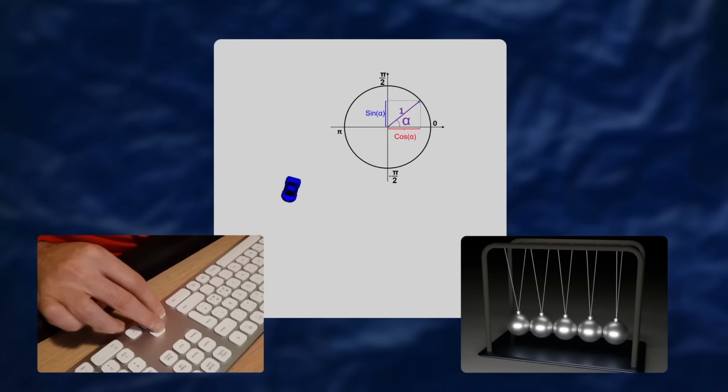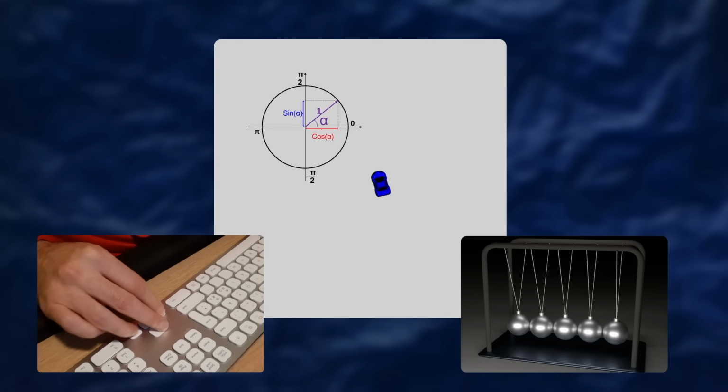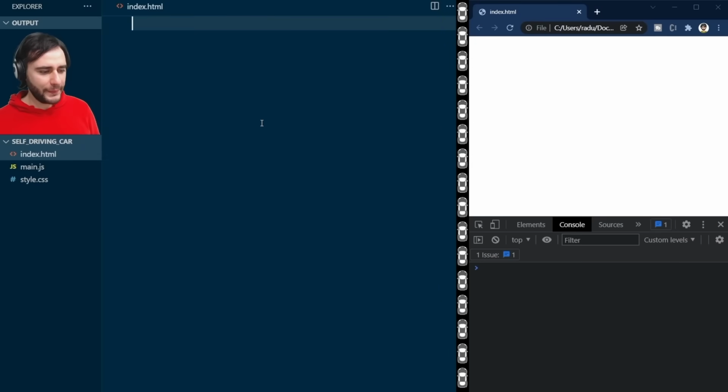I'll first teach you how to implement the car driving mechanics. You learn to make a car that moves like this. It's not really that hard, you'll see. I'll refresh your memory with some basic physics and trigonometry, and you'll be able to code this in no time. We begin with this simple project setup. We have 3 files right here, index.html, main.js, and style.css, and they're all empty for now.